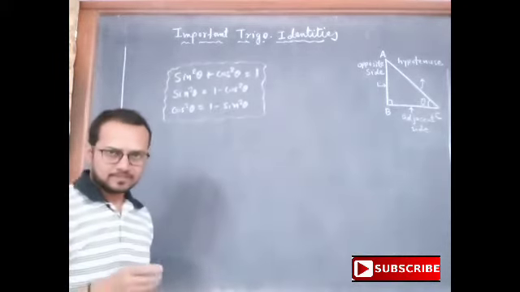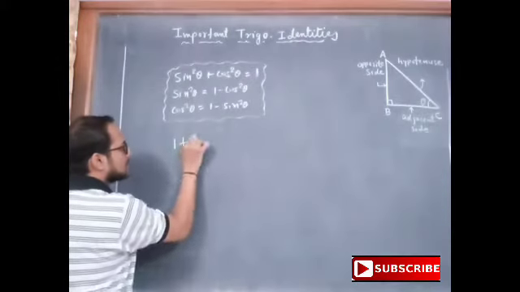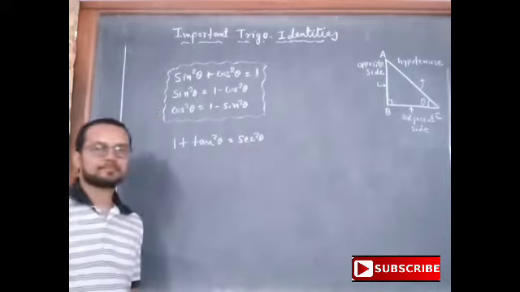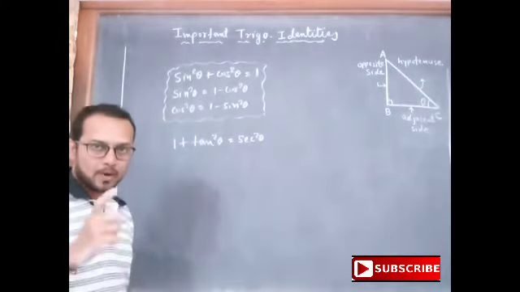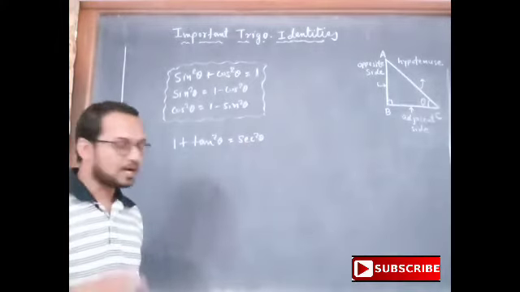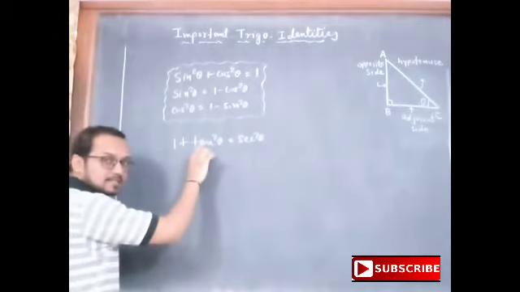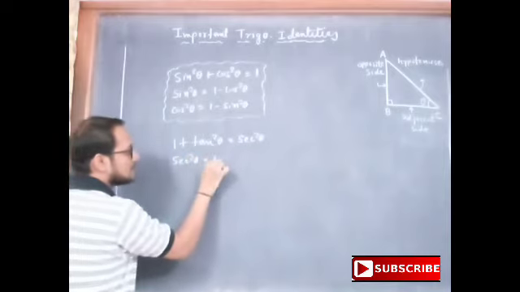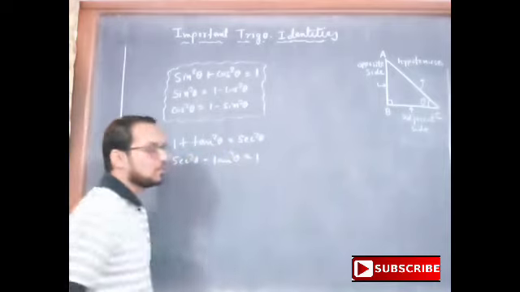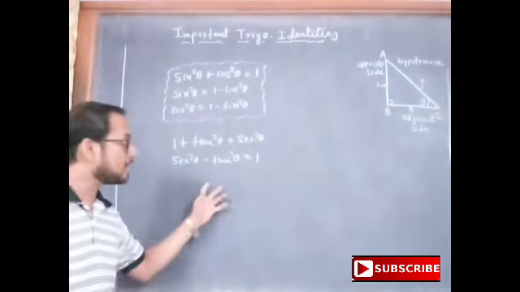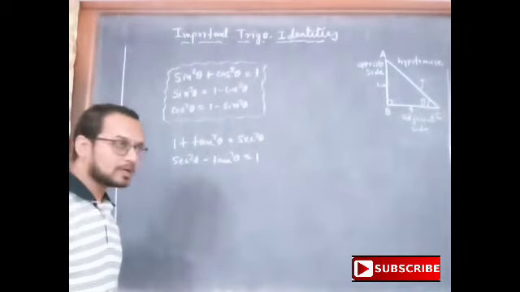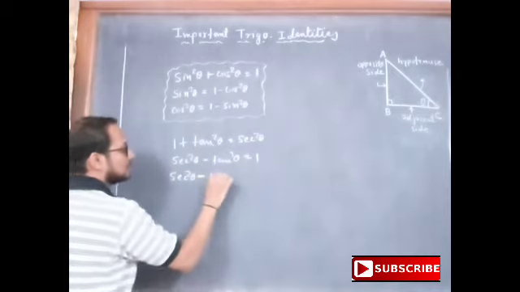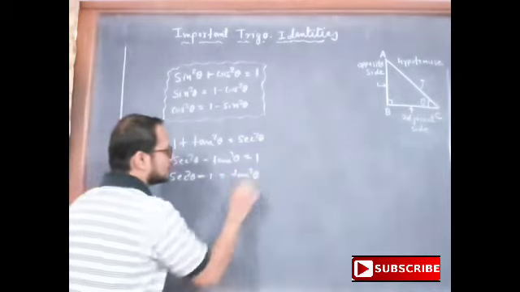The second identity is 1 plus tan square theta equals sec square theta. From this, if we send tan square theta to the other side, we get sec square theta minus tan square theta equals 1. This is the relation which we can acquire from this identity. One more relation we can acquire is sec square theta minus 1 equals tan square theta.